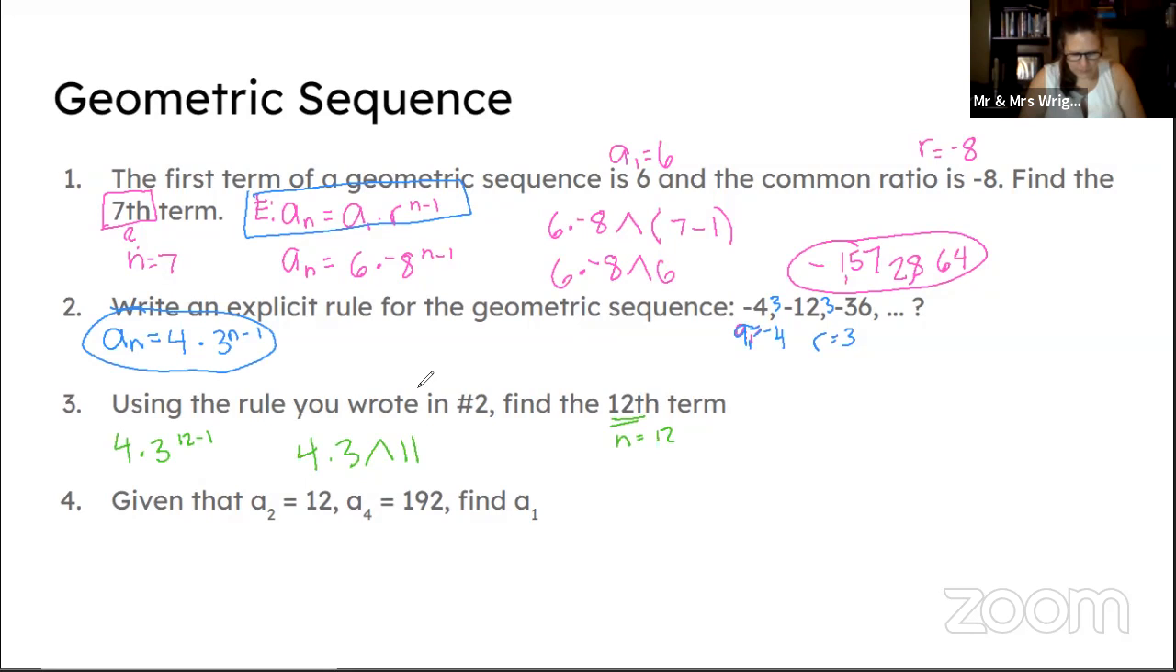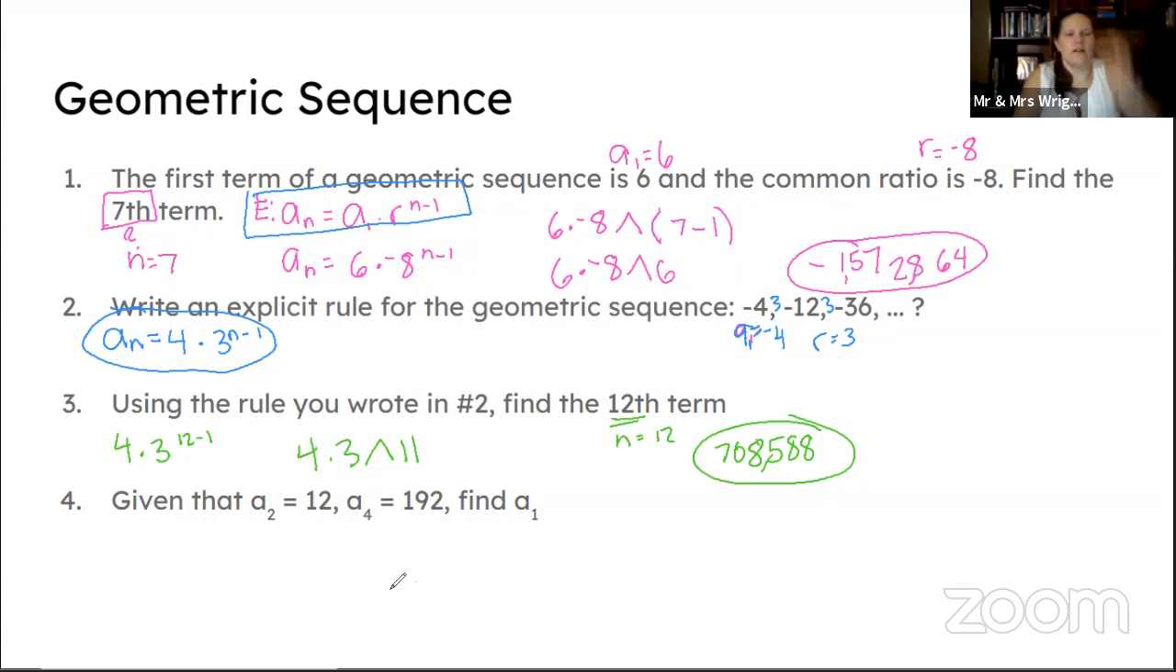4 times 3 caret 11 is 708,588. All right, so that's my final answer, 708,588. All right, now this one was a little trickier, but I hope that you were able to figure it out.